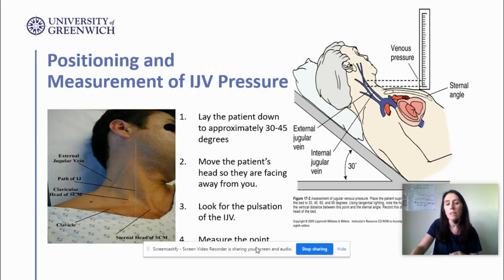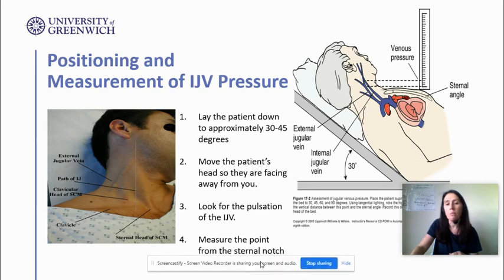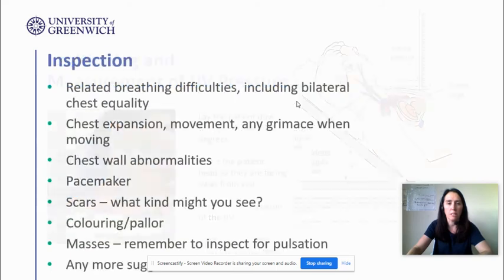So what we're actually looking for here is how many centimeters in height is that? Because that's going to be significant as to whether you've got increased jugular venous pressure. Watch the video on it and you'll see it is quite a tricky thing to do, but once you know how to do it, it's quite easy, don't worry.